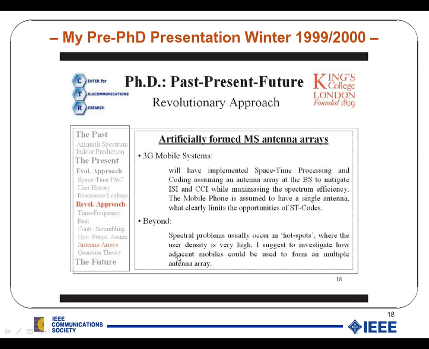So I proposed, in these beyond-3G systems where spectral problems occur, that means in these types of hotspots where the user density is very high, to investigate how adjacent mobiles could be used to form a multiple antenna array. Initially, I called that an artificial antenna array, abbreviated AAA, but I was told that abbreviation had been used, so I changed that later to virtual antenna array, and ever since that is known as the VAA, the virtual antenna array.